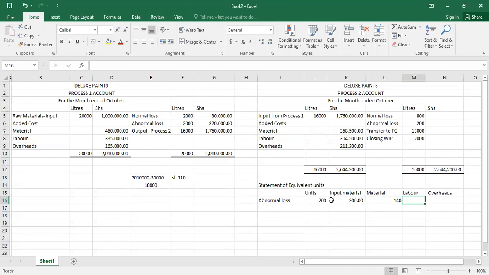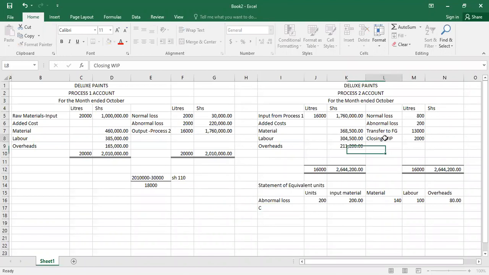Then labor, 50%. 50% of 200 is 100. Overhead, 40%. 40% of 200 is 80. That is abnormal loss. The other item that we need to get is the transfer to finished goods. Let's start with the closing work in progress.